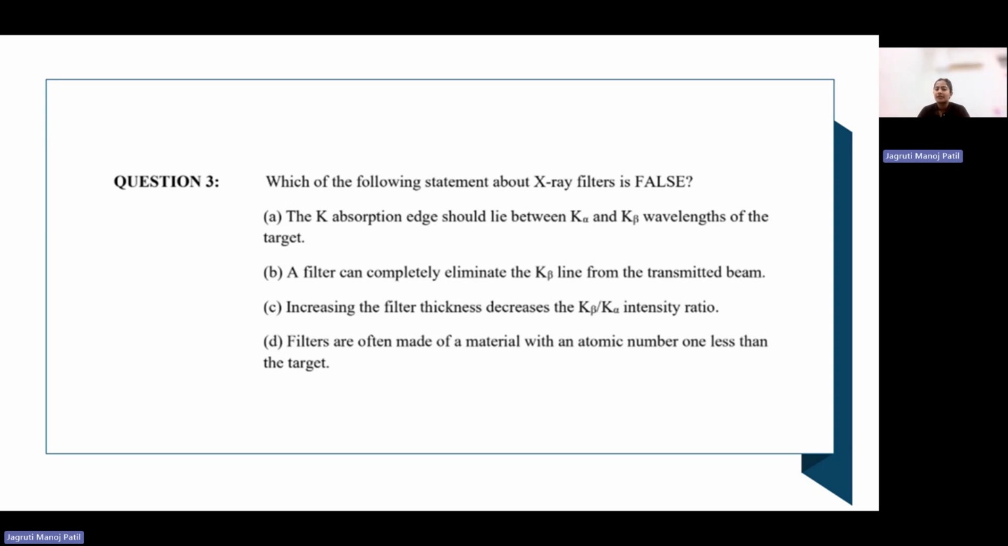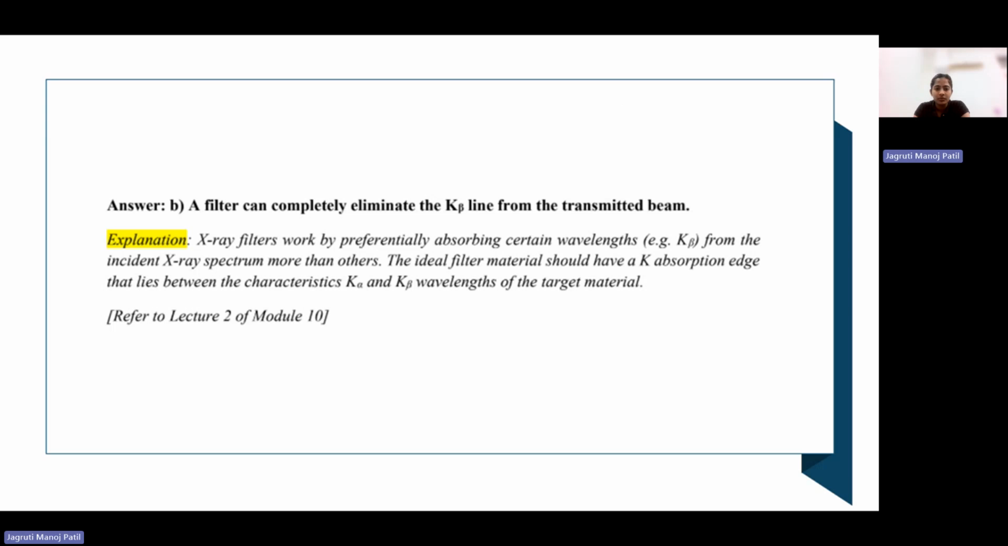Now, which of the following statements about X-ray filters is false? The K absorption edge should lie in between both of them. A filter can completely eliminate the K beta line. Increasing the thickness will decrease the ratio. Filters are often made of a material. So I guess the K absorption edge should always lie in between both of them. But let's see. Oh no, that's not an option. So the answer is this: a filter can completely eliminate the K beta line from the transmitted beam.